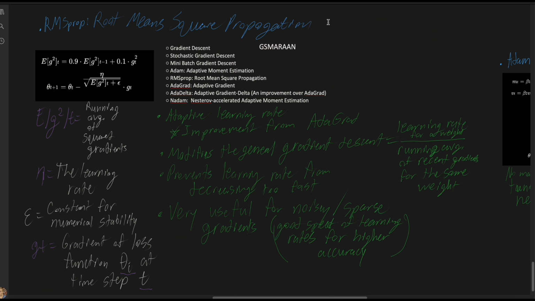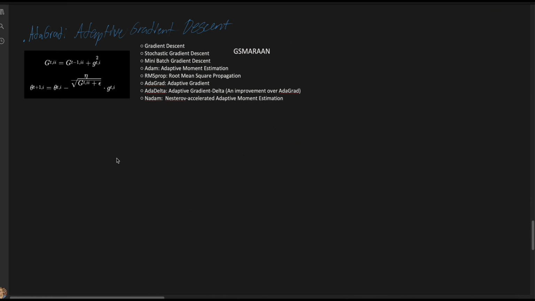There we go. And let's move over to our next part, autograd. Now to go over adaptive gradient descent, or the adaptive gradient algorithm, autograd is an algorithm for gradient-based optimization that adapts the learning rate to the parameters.